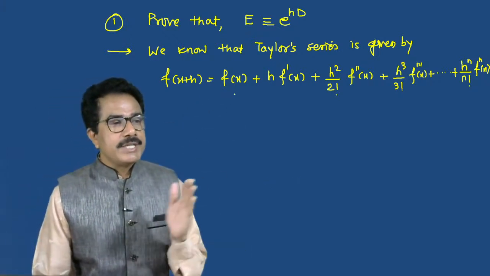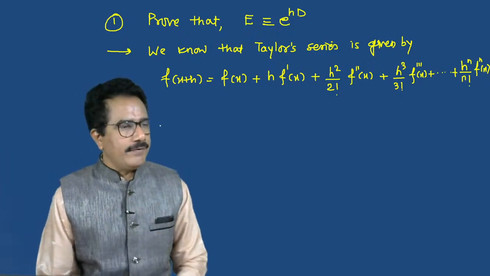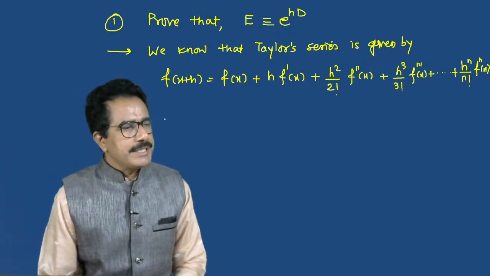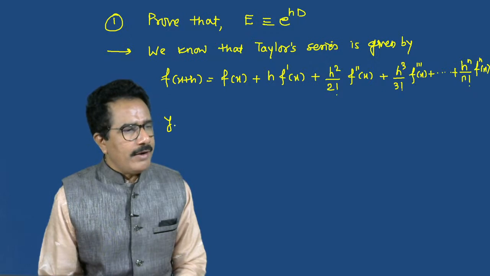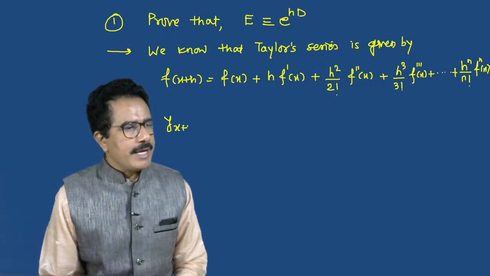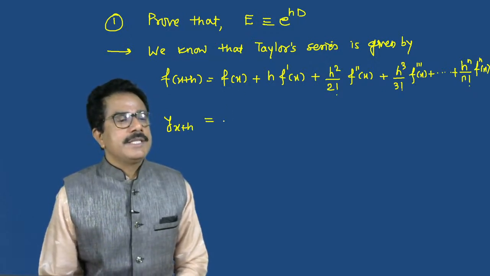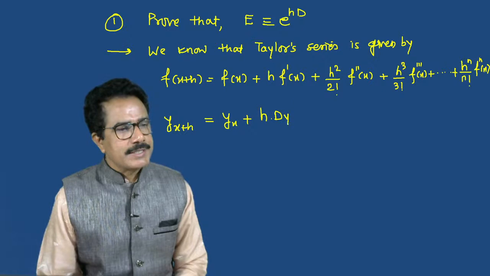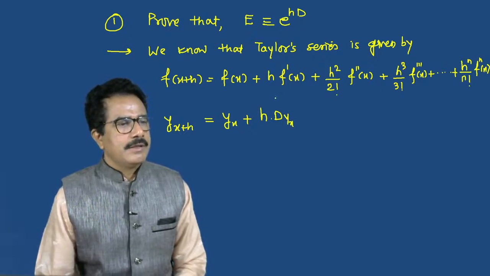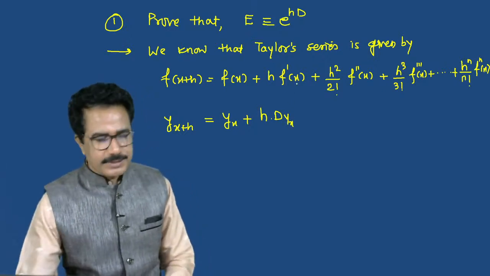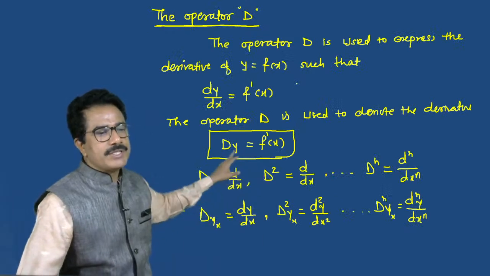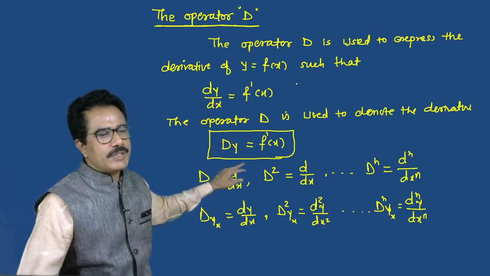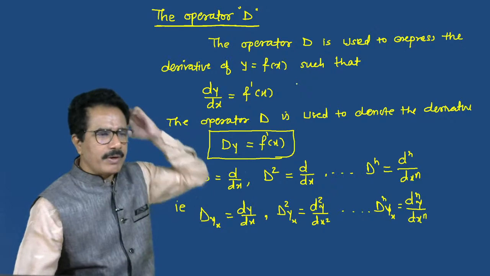You know that this derivative notation, f of x plus h, is also known as y of x plus h. This is also called y of x, and this is also called h into dy of x. Derivative f dash of x means dy with respect to x, dy/dx. There is no problem.